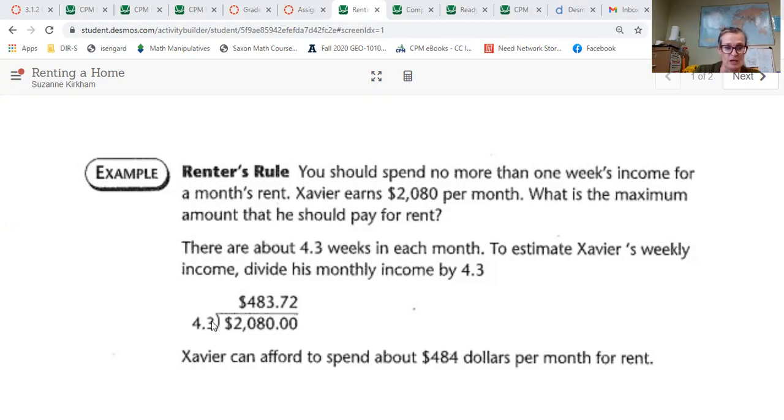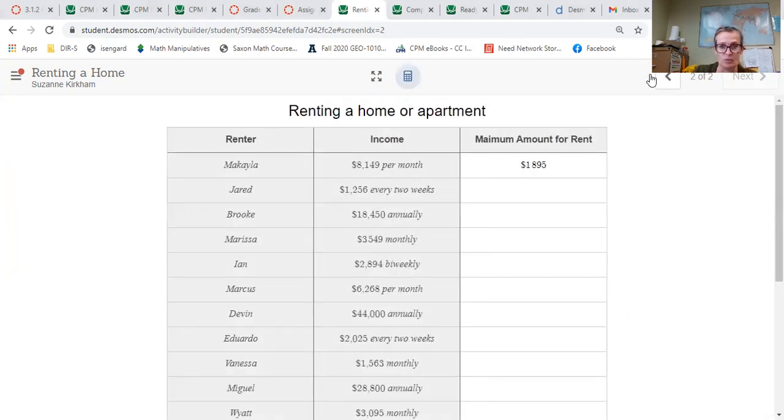So we take 4.3 and divide it into 2,080, and we get $843.72. So we can round that up to the next dollar. Xavier can afford to rent about $484 per month of rent. Okay, so let's go to page 2.